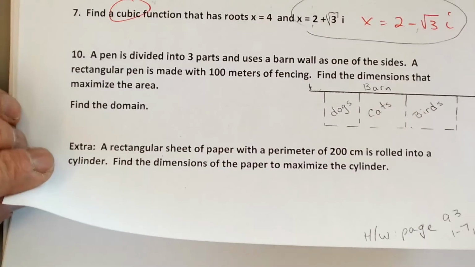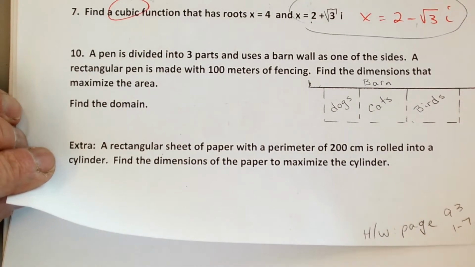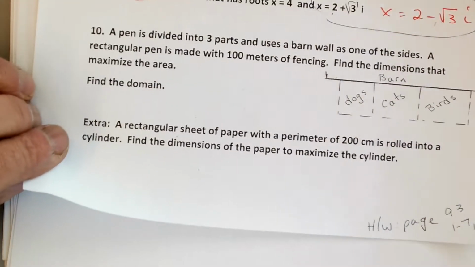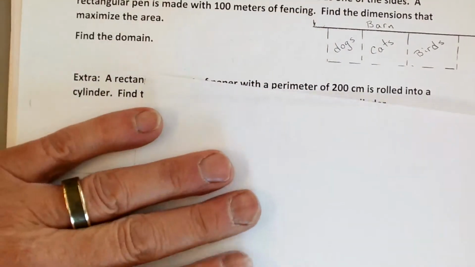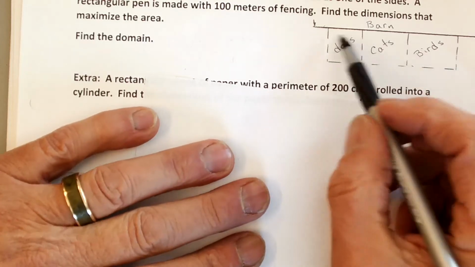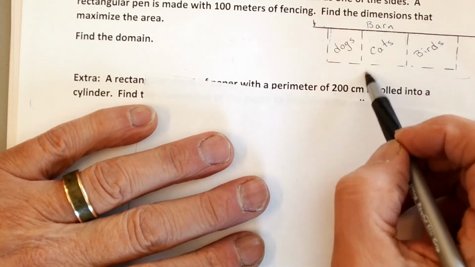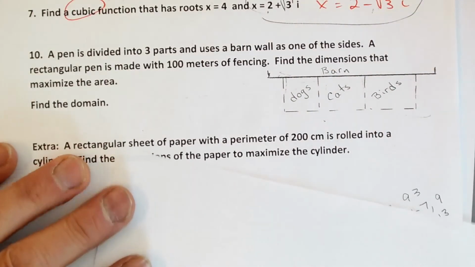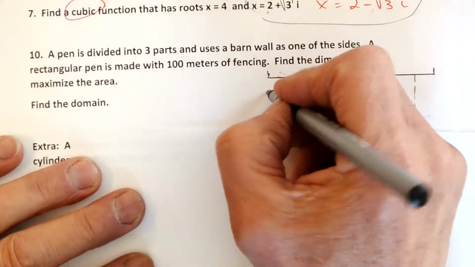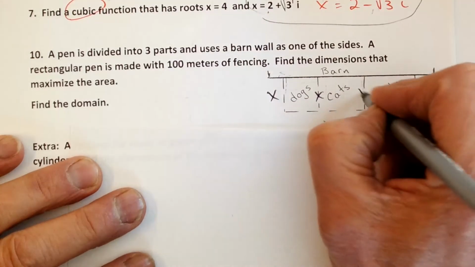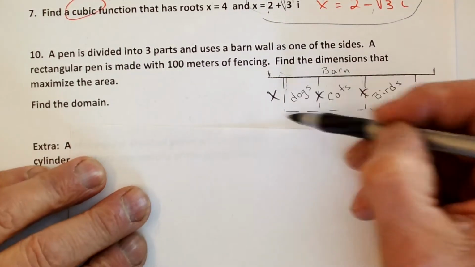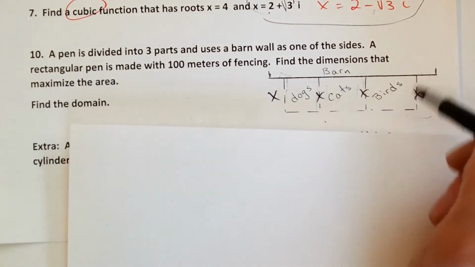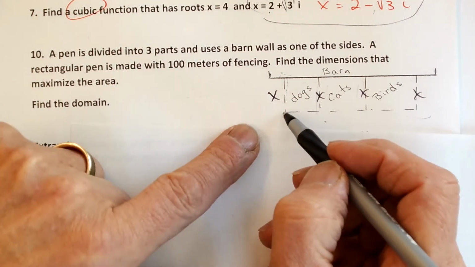All right, number 10. So a pen is divided into 3 different barns, okay? So we've got dogs, cats, birds, but we have to use fencing on all of these pieces, right? We don't have to put fencing on the barn. So the first thing I'm going to do is put fencing here, here, here, and here. So those 4 pieces need to be made. Those pieces, we don't know how big they are. We're going to guess.